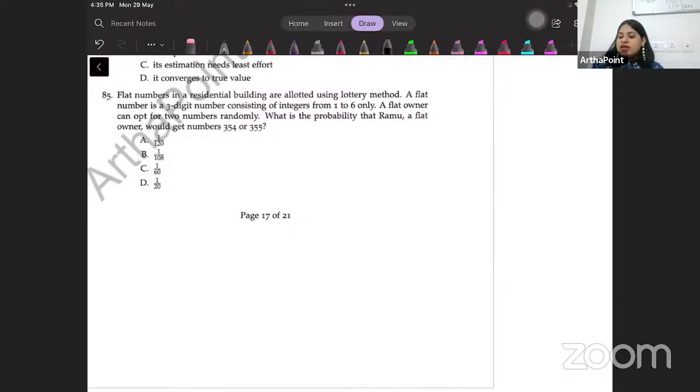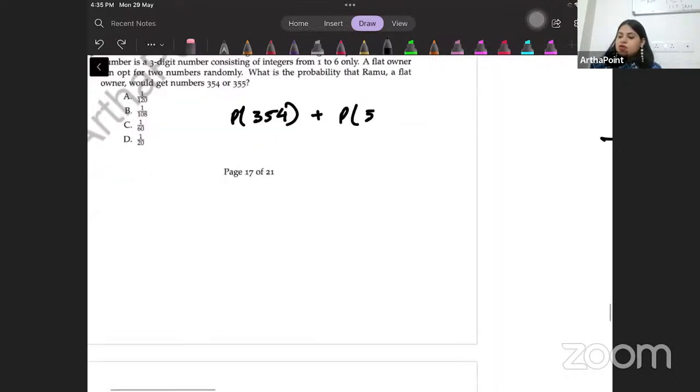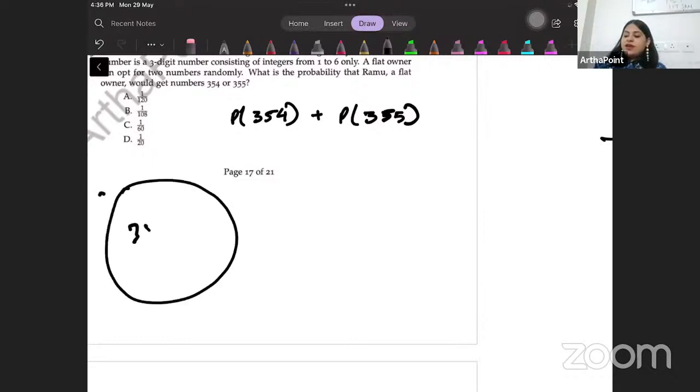So I need either 354 or I need 355. Of course, I can't have both, so there is nothing to subtract. These are mutually exclusive events. They don't have anything in common. So 354 is a completely different number and 355 is different.